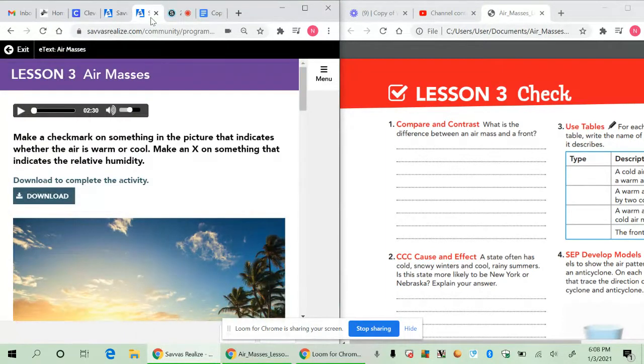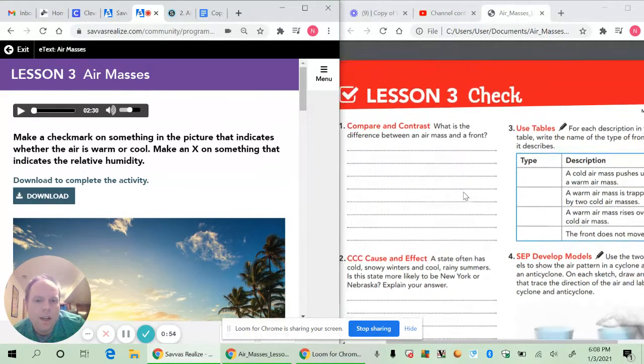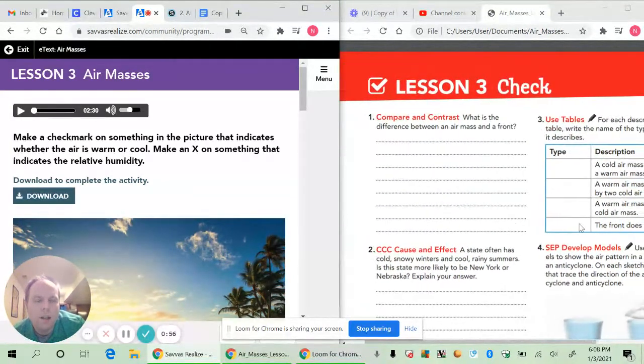Okay. So this is what you'd want to have open in your eText, Lesson 3 Air Masses. And this is our assignment over here on the right side. I'm going to go through the questions here, talk about them a little bit, help review it with you, and show you where you can review this information in the text. All right, so our first question was, what is the difference between an air mass and a front? Remember, this whole unit was all about air masses.